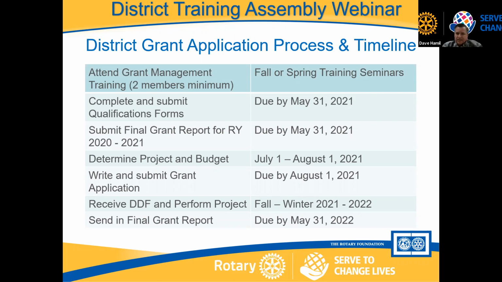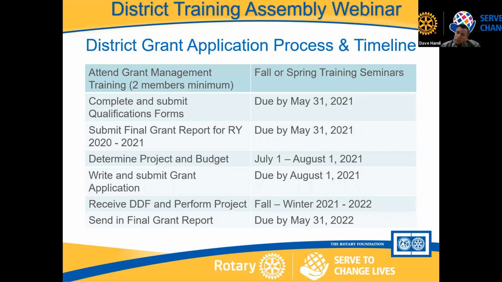Then you need to complete and submit all of your qualification forms, and that's due by May 31st. We're going to go over those forms in more detail in just a moment. The other key factor is to submit the final grant report for this current Rotary year. The funds were dispersed and the work is being done in the communities, and now's the time in the next 2 months to wrap it up and submit that final report so that you can be eligible to receive funds next year.